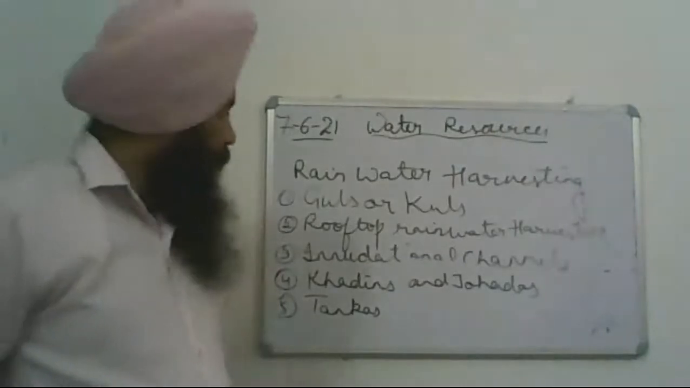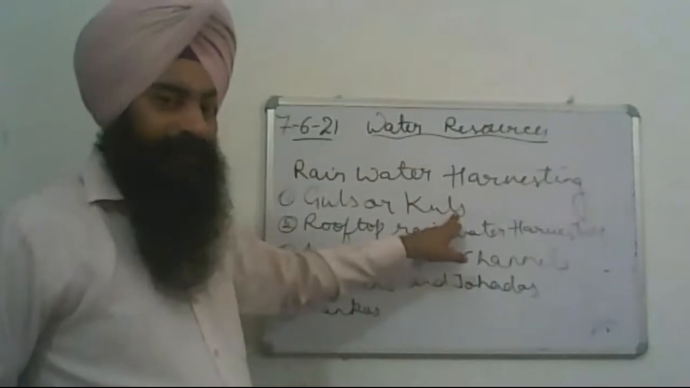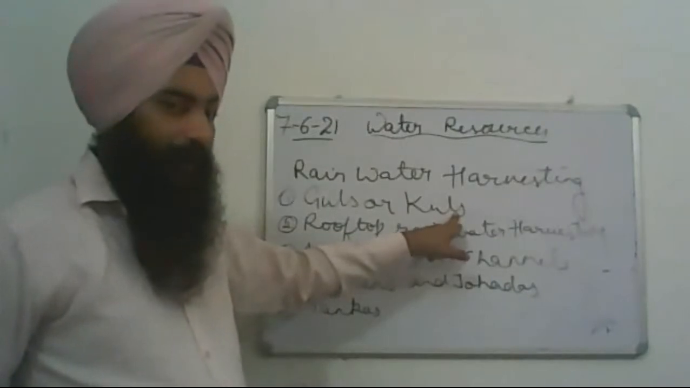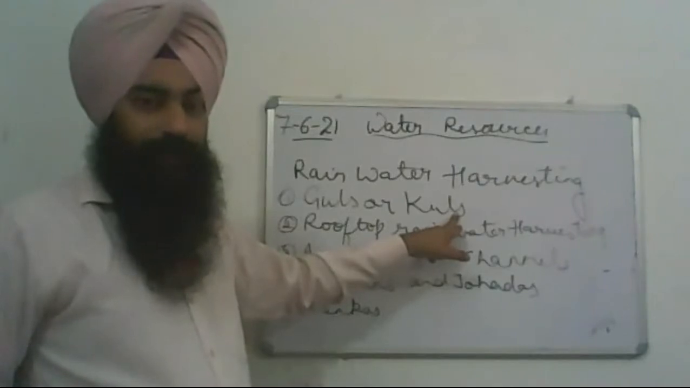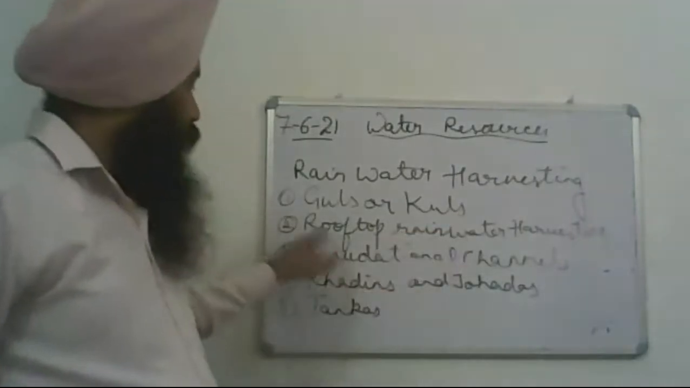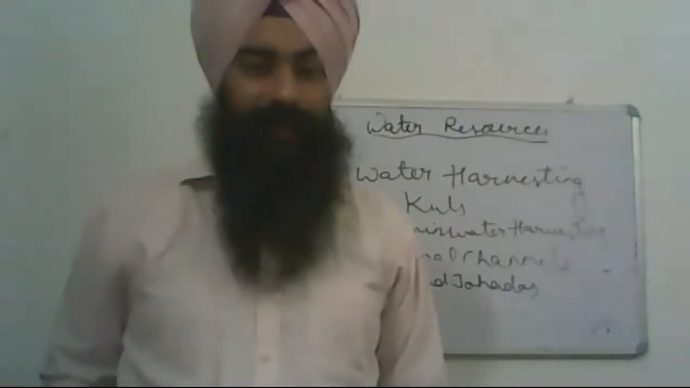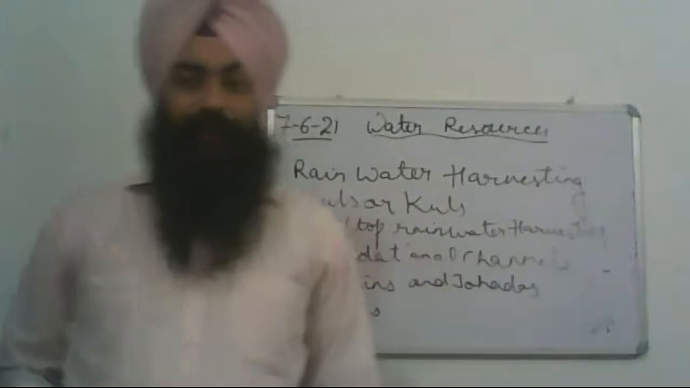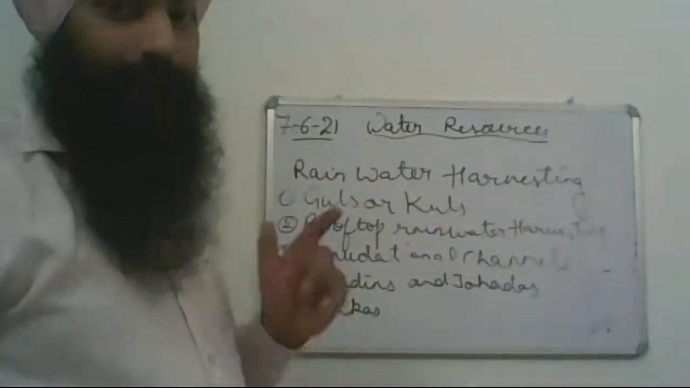Clear? Second, gulls and kuls, such kinds of diversion channels generally occur in hilly areas, in mountainous regions of the Western Himalayas. Rooftop rainwater harvesting technique is used in eastern parts of Rajasthan to collect rainwater, and that water they use for domestic purposes.